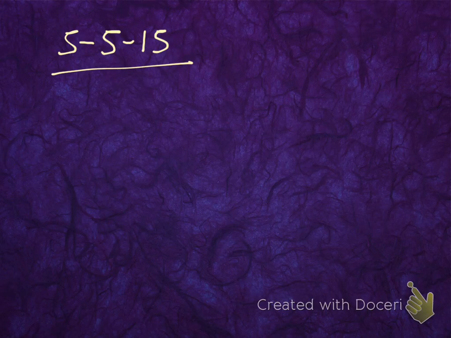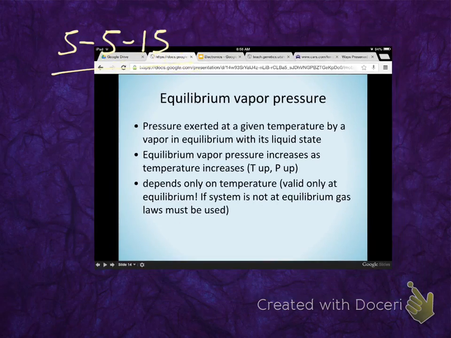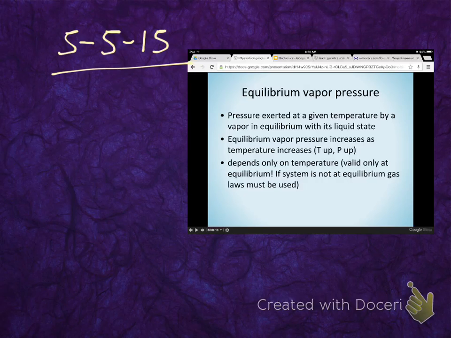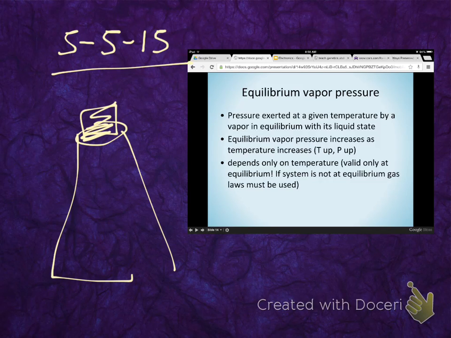Yeah, okay. So if you recall, yesterday, when we last left our chemistry heroes, we talked a little bit about equilibrium vapor pressure, and we said that it was the pressure exerted at a given temperature by a vapor that's in equilibrium with its liquid state. So we have our little sealed system, we have our liquid, and we have our vapor. And they have to be in equilibrium, which means the rate of opposing change is the same. So for every molecule that leaves the liquid phase and enters vapor, one leaves vapor and enters liquid. Yes? Remember? Okay, good.